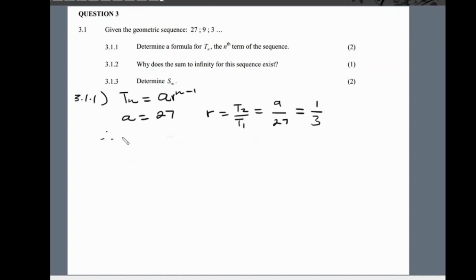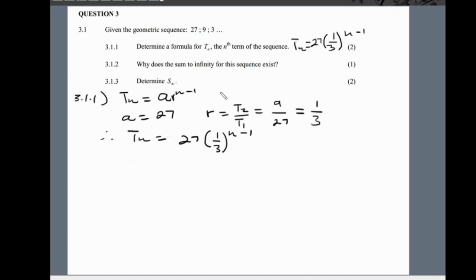Therefore the formula for the general term is Tn equals 27 times 1 over 3 to the power n minus 1, right? So Tn is equal to 27 times 1 over 3 to the power n minus 1.